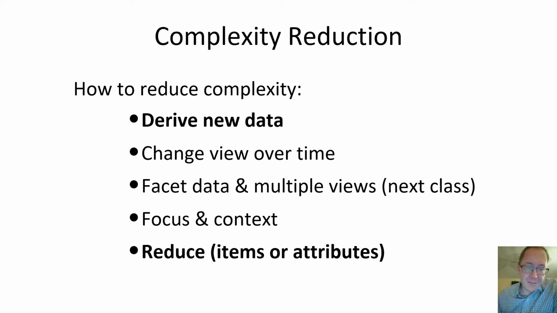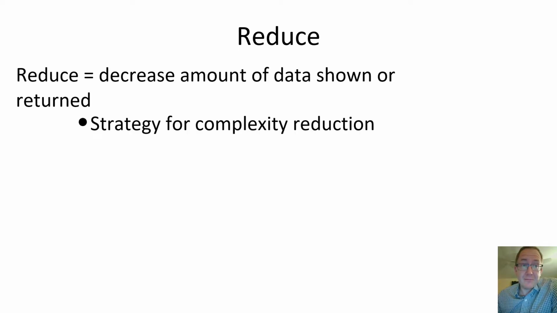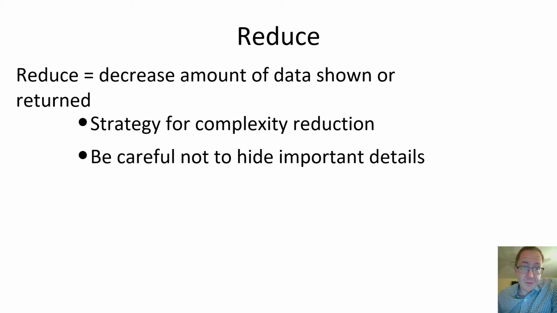We'll hopefully get time to look at this. And then finally, the two we're looking at today is deriving new data. That would be aggregation, and the reduction, which is filtering. We remove stuff that we don't need. So in terms of reduction, we're just showing less of the data. It reduces complexity.